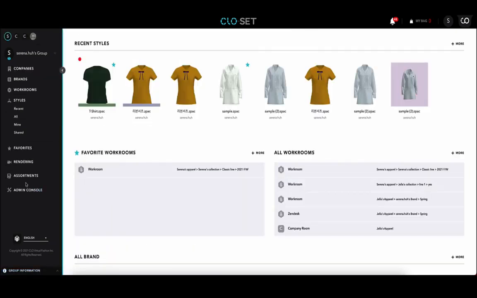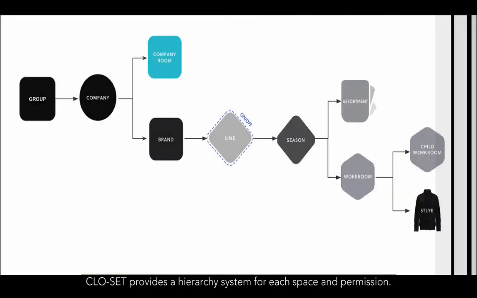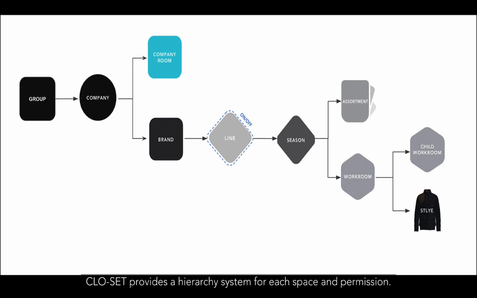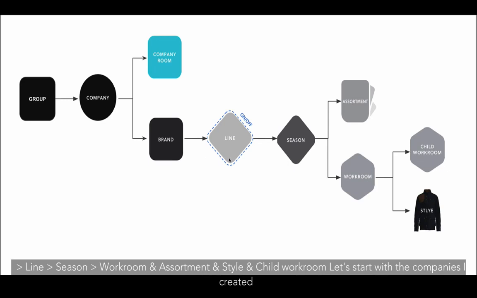Coming back to the main dashboard of Closet. Closet provides a hierarchy system for each space and permission. There is a group, which is the highest level in Closet, and under the group there is company. Under the company there are brand and company room. In the brand, there are line and season, and each brand can create workroom and assortment.